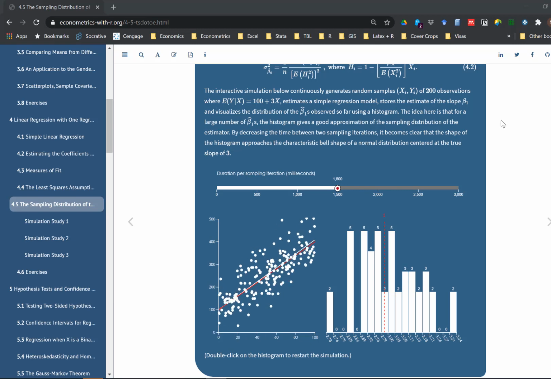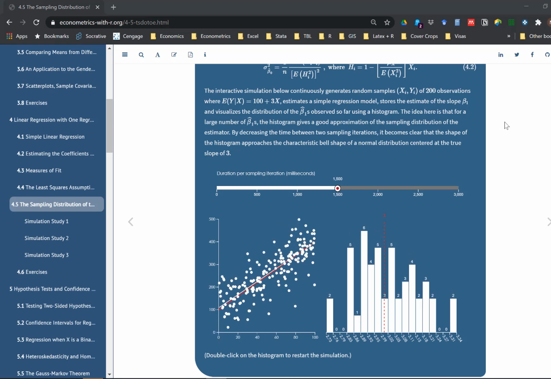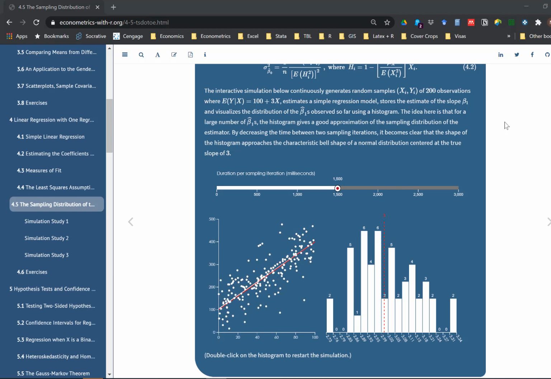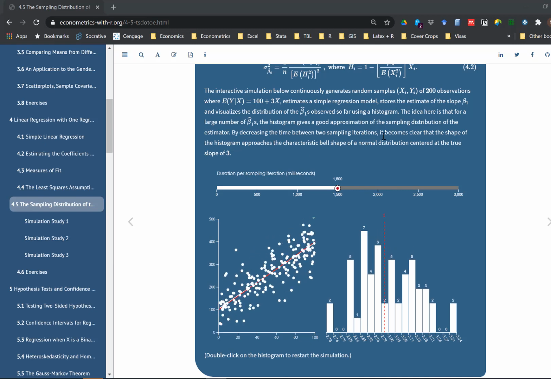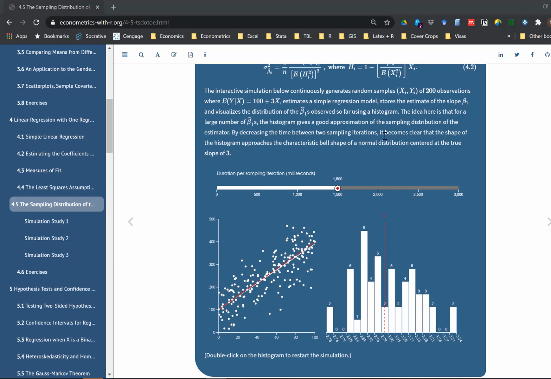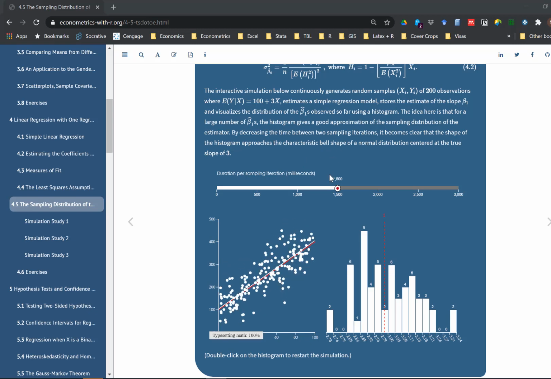The idea here is that for a large number of beta 1 hats, the histogram gives a good approximation of the sampling distribution of the estimator. And by decreasing the number between the two sampling iterations, it becomes clear that the shape of the histogram approaches the characteristic bell shape of a normal distribution. So let me do that.